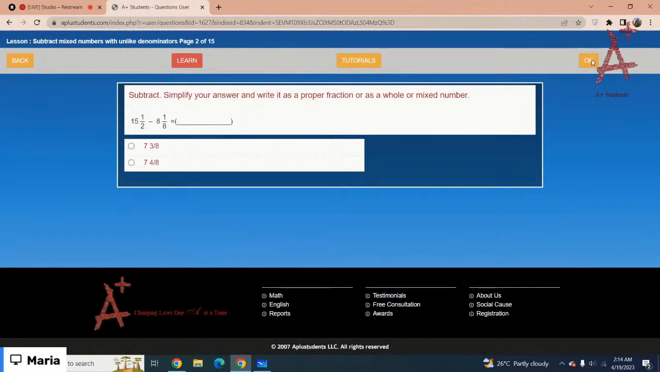Okay, the next one is 15 whole 1 over 2 minus 8 whole 1 over 8. Let's just do it on the board.